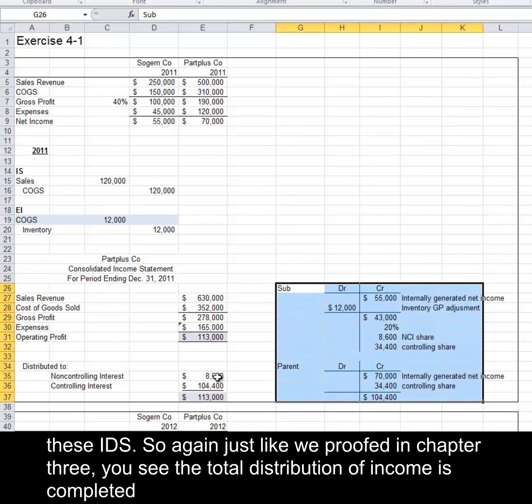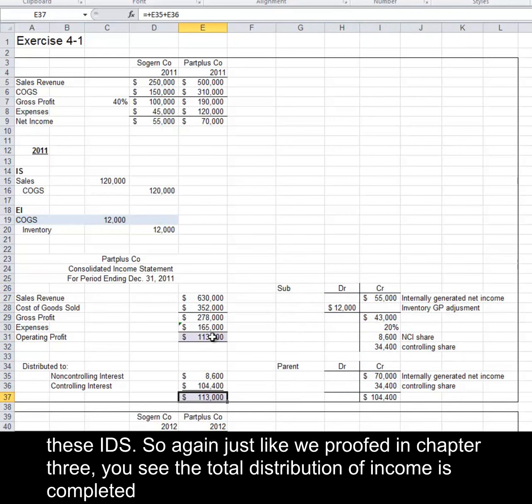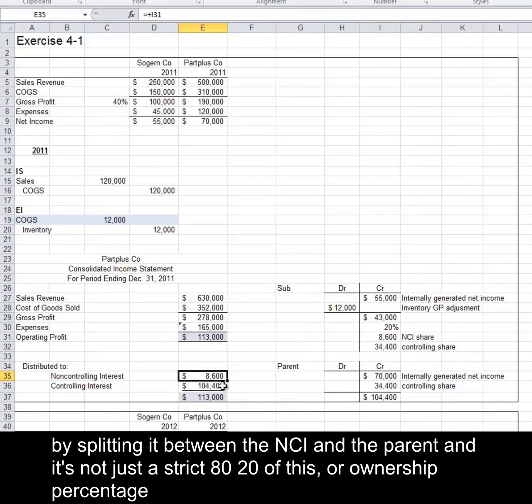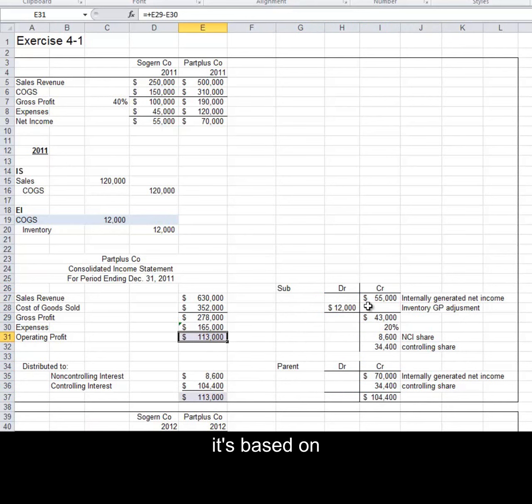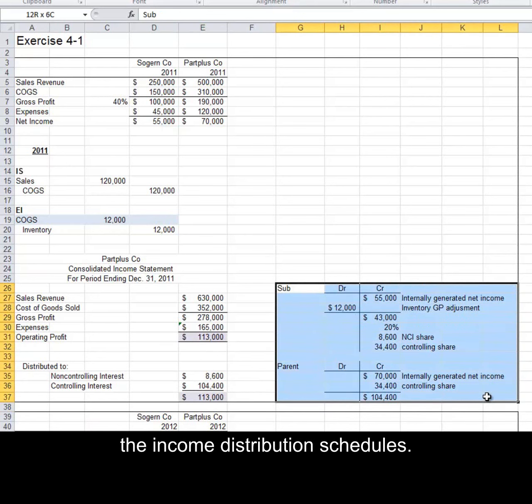So again, just like we proved in Chapter 3, you see that total distribution of income is completed by splitting it between the NCI and the parent, and it's not just a strict 80-20, or ownership percentage. It's based on the income distribution schedules.